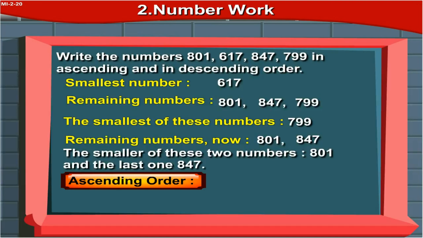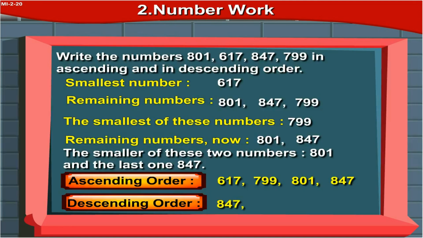So the ascending order would be, it begins from the smallest and ends with the biggest. So it is 617, 799, 801, 847. The descending order would be 847, 801, 799, 617. Well, as I told you, descending order is the reverse of ascending order. Alright.